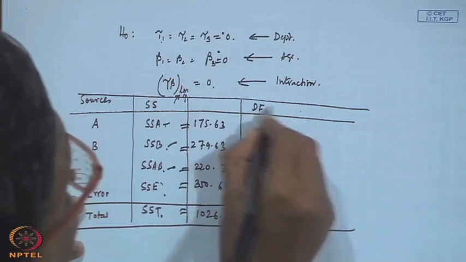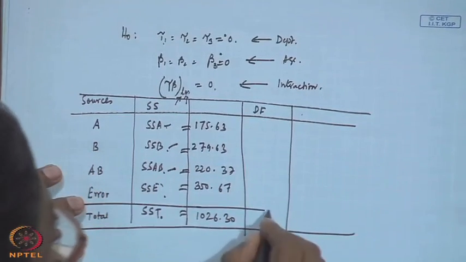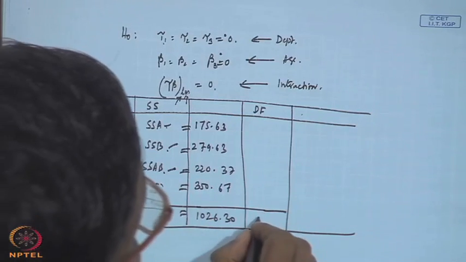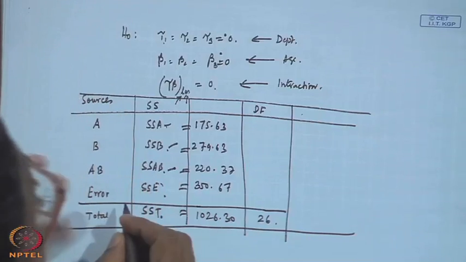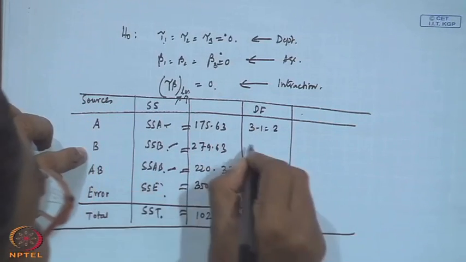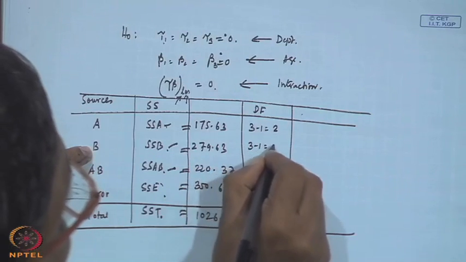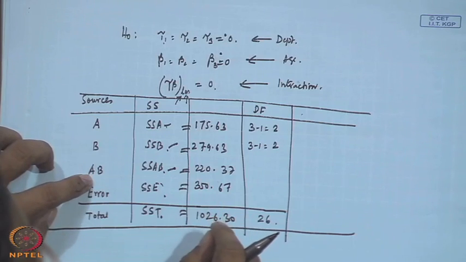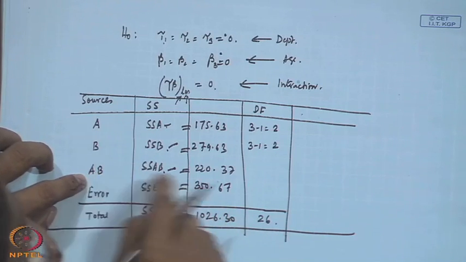Now, what will be your degrees of freedom here? What is the total observation? 27. So, 27 minus 1, that is 26. How many levels for A? 3. So, 3 minus 1, 2. How many levels for B? 3. 3 minus 1, 2. What will be the AB case? 3 minus 1 into 3 minus 1.